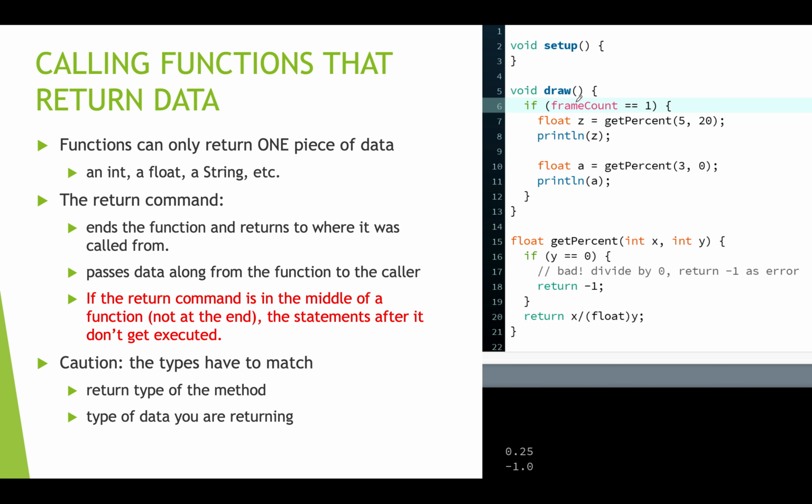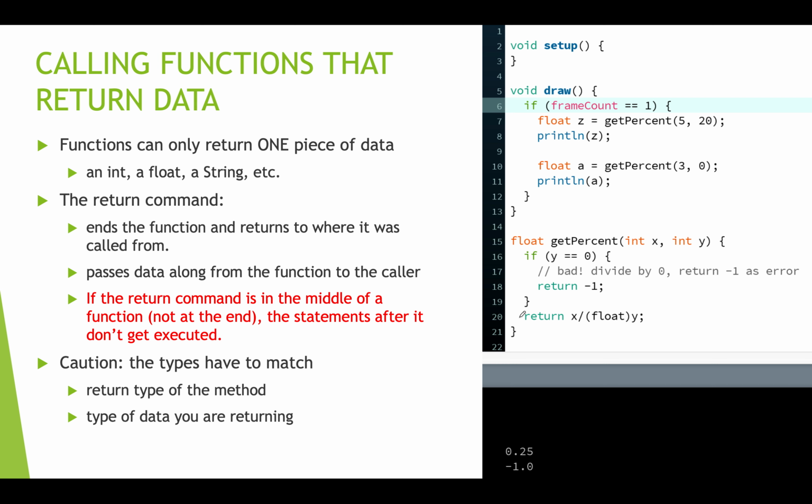If we have this in a draw statement, we're calling this get% function, which is down here. We're going to call it with 5 and 20. So in this case, we mark this spot, we come down here into get%, we have a check to see: is the second number passed in 0, because that would be bad. We don't want to do divide by 0. In this case, we passed in 5, we passed in 20. That's not true. So we don't execute this stuff.